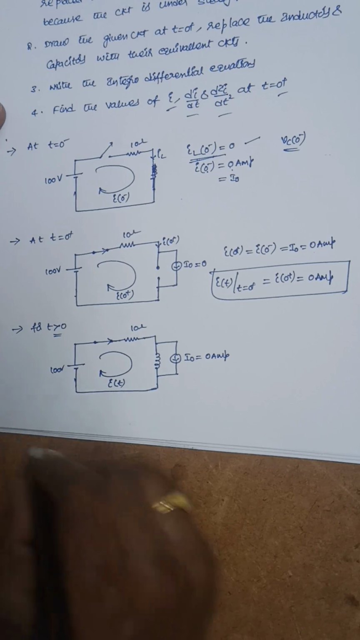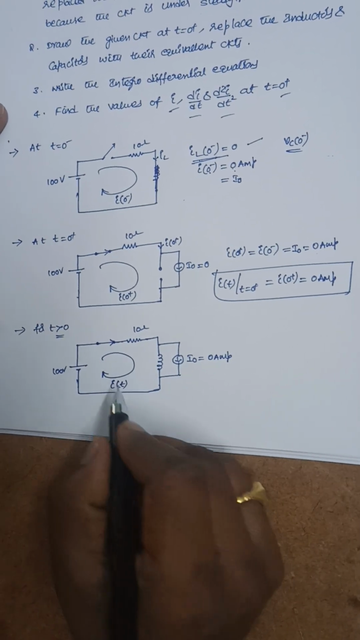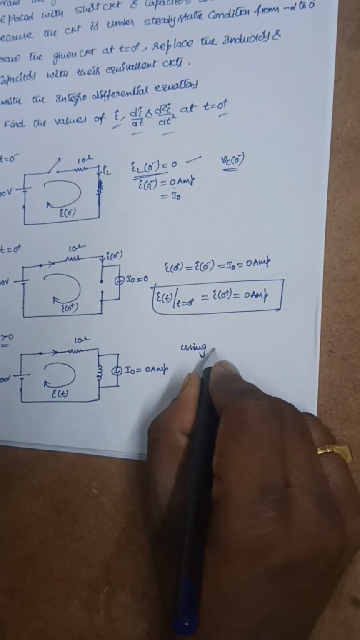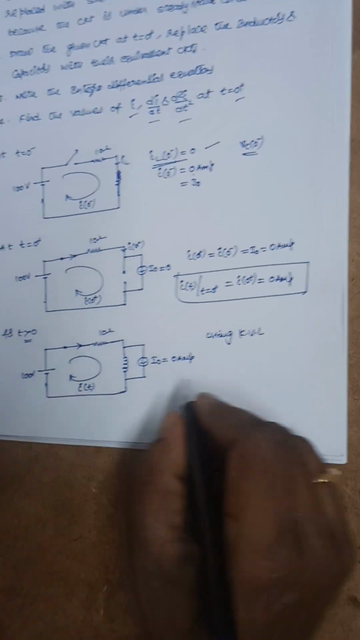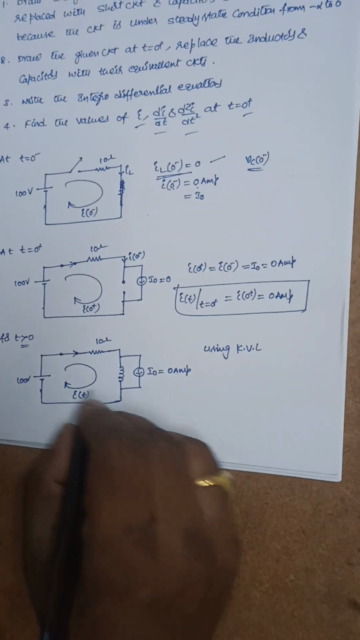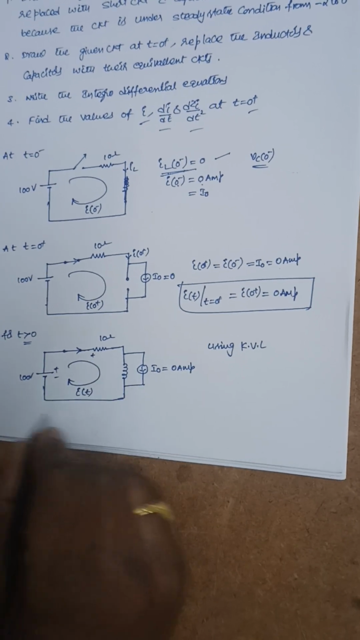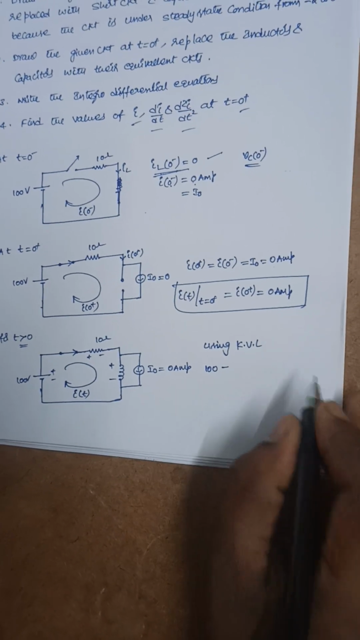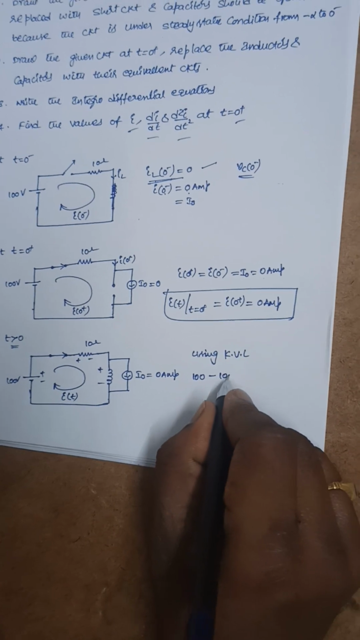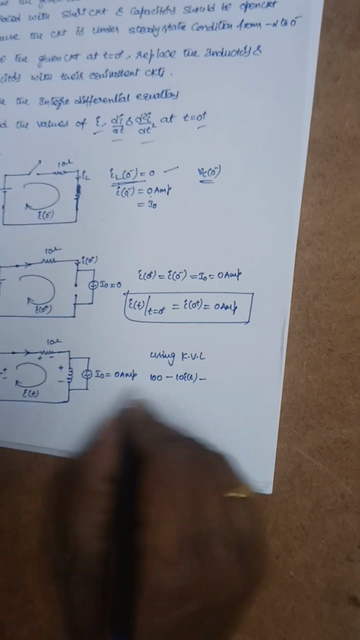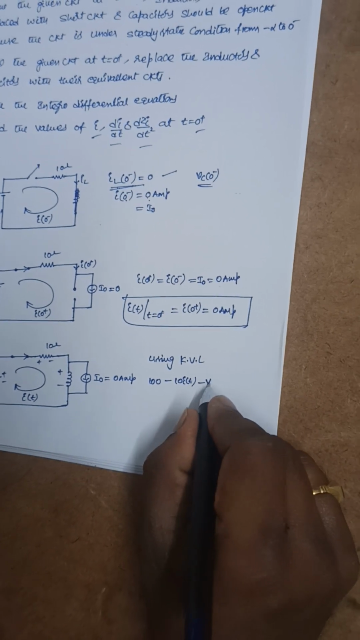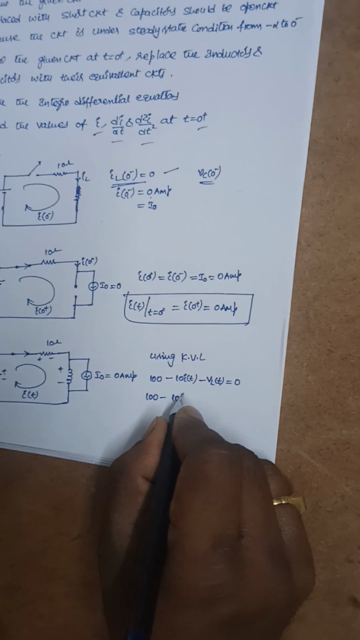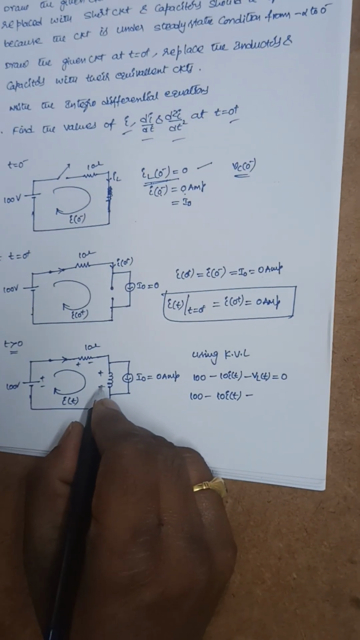Now to write the integro-differential equation, use KVL, Kirchhoff's voltage law. Write down the equation for this. Since the current is flowing in this direction, it is 100 minus 10 into I of t minus VL of t, the voltage across the inductor, is equal to 0.